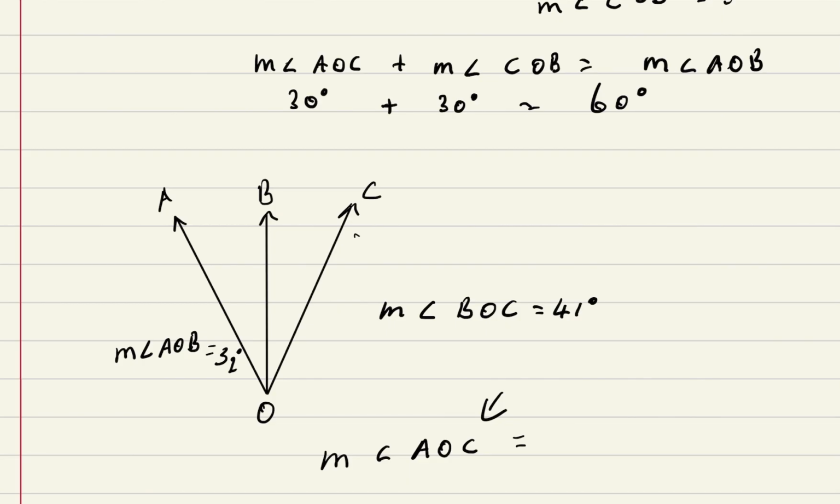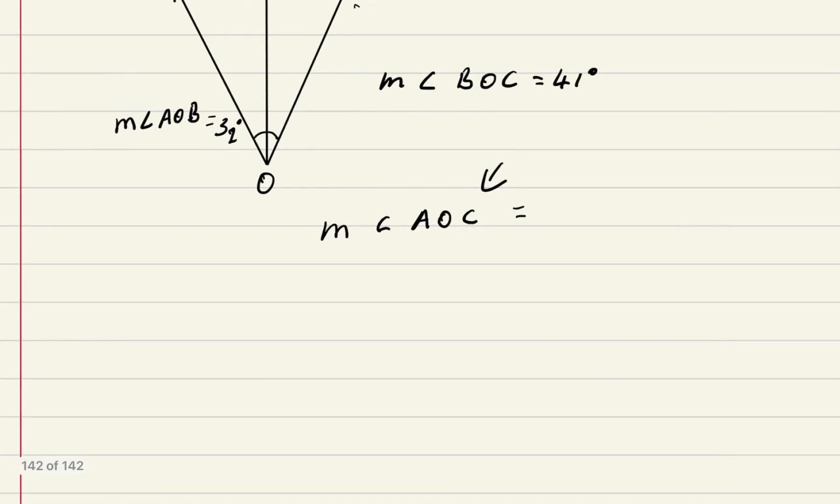I did give you the other angles. So if you can't read this, let me just make this a bit clear. So measure of angle AOB is 32 degrees. Measure of angle BOC is 41 degrees. So pause the video and try to figure out what is the measure of angle AOC, which is the bigger angle, right? So it's this whole angle. So pause the video and try to figure this out.